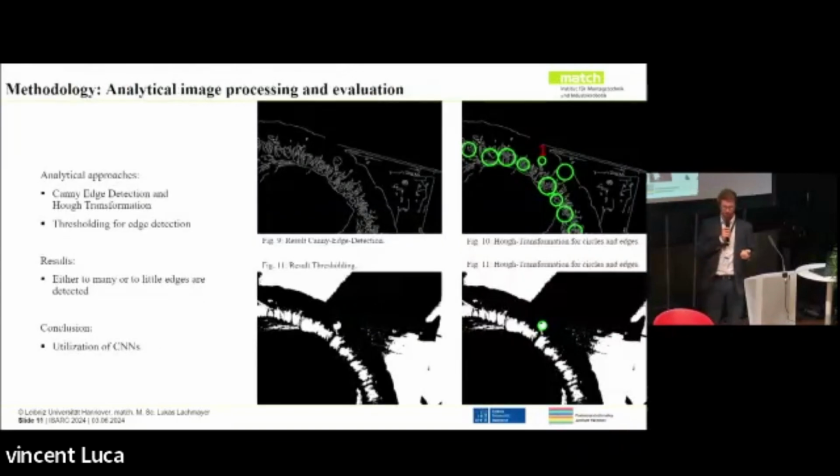We then initially thought about using some analytical image processing to evaluate the data sets, because usually these approaches could be much faster than using convolutional neural networks. However, applying things like Canny edge detection and thresholding didn't work out quite well, leading to our conclusion that we should probably just train a neural network to identify the rebar within these images.